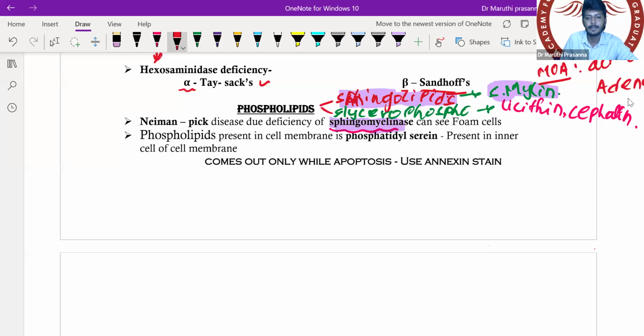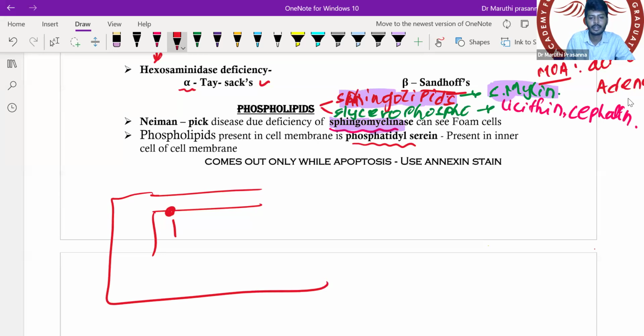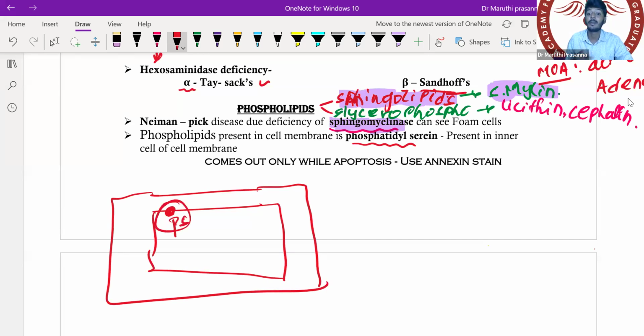The phospholipid present in the cell membrane is phosphatidylserine. Okay. It is present on the inner side of the cell membrane. As I have told you people, the cell membrane has two layers, an outer layer and an inner layer. So if you consider this is a cell, there is an outer membrane and an inner membrane. Phosphatidylserine is present on the inner membrane, which comes out only during apoptosis.